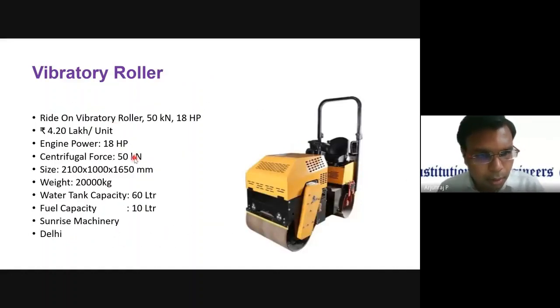And vibrating roller having an engine power of 18 horsepower, where you have a capacity of 50 kilonewton with a drum size of 2100 into 1000.